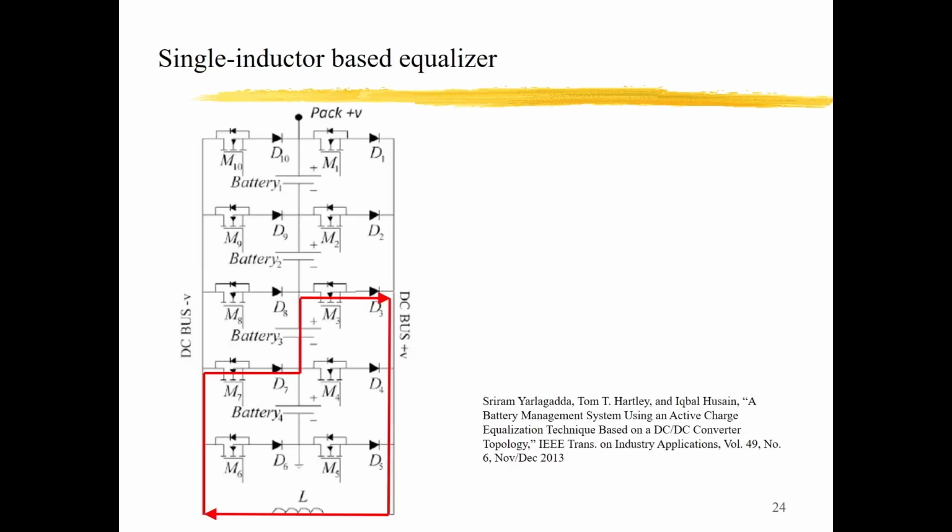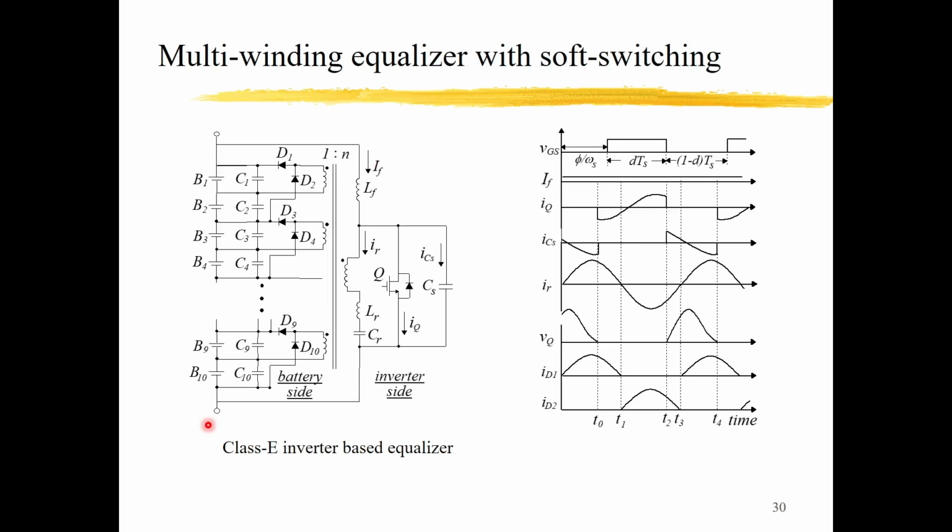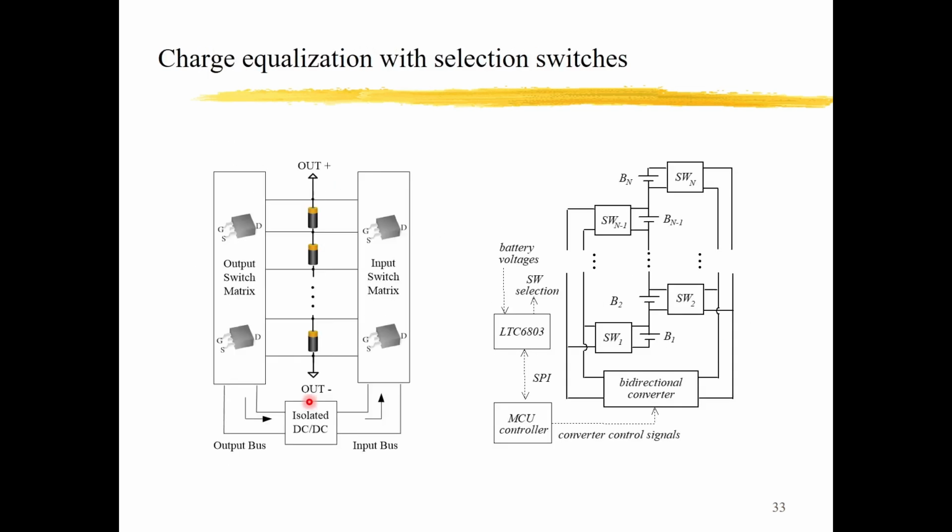Like this method, this is cell to cell. Or this method is also cell to cell. They can go directly from the source to the target, so they are effective. And here, we also try to propose the same philosophy. We want to transfer the energy from the source directly to the target. So we use a lot of switches. We call them selection switches or a switch matrix.